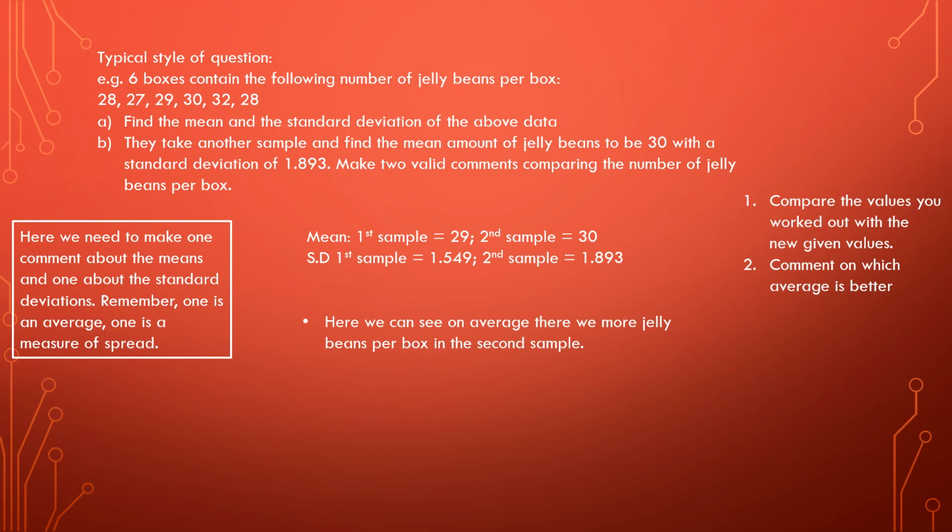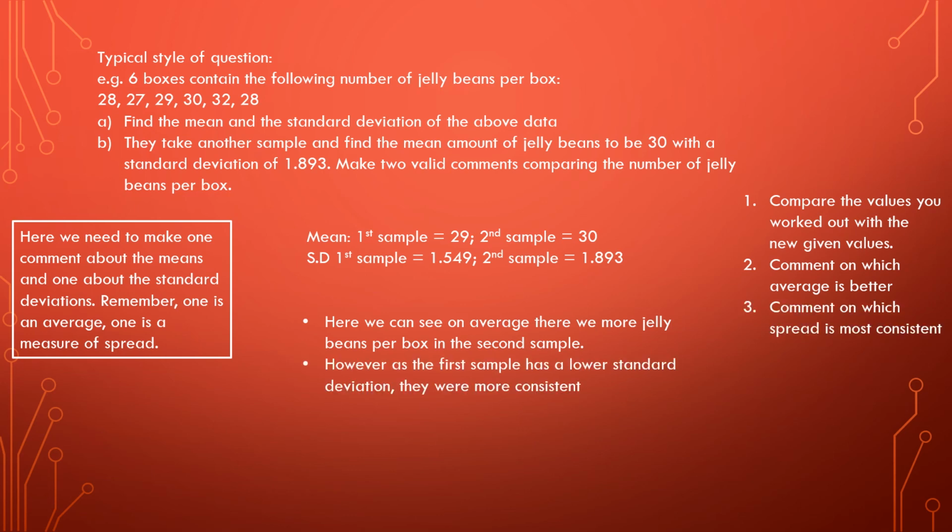Next comment I want to do is talk about which one was more consistent. And so our second comment then, however, as the first sample has a lower standard deviation, they were more consistent. Okay, and as a rule, when we are looking through these, the one with the smaller standard deviation is the one that's more consistent. The smaller our standard deviation, the more consistent our data is. Okay, and it doesn't matter what the conditions are, it doesn't matter what the context is, that's always going to be the case. The smaller the standard deviation, the more consistent your data is. And if the worst comes to it, and you can't remember how to spell consistent, just go for less spread out.